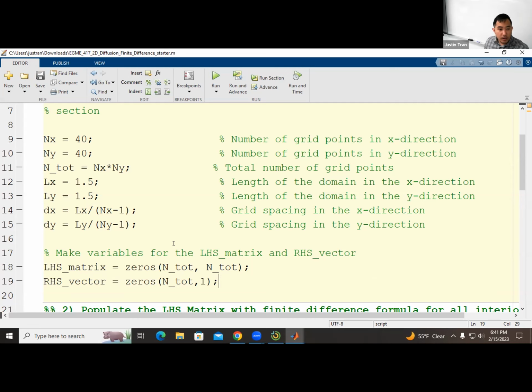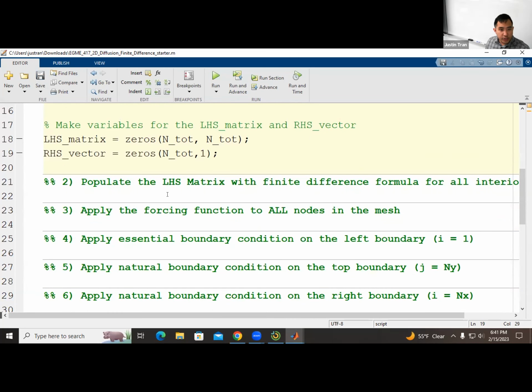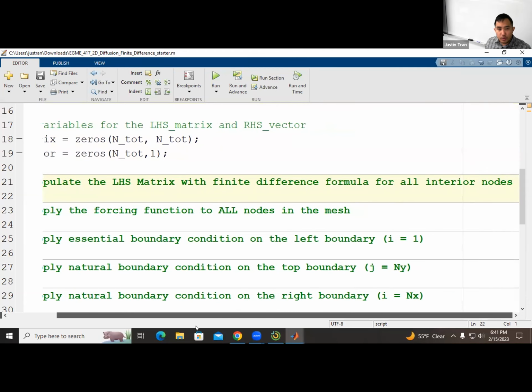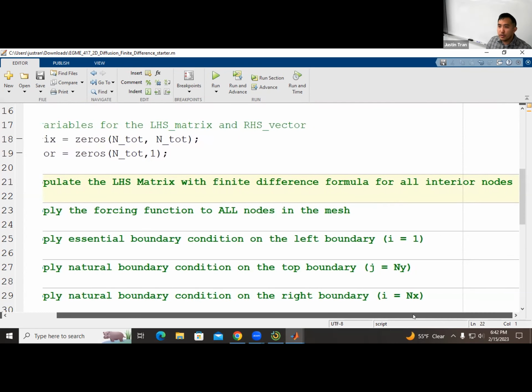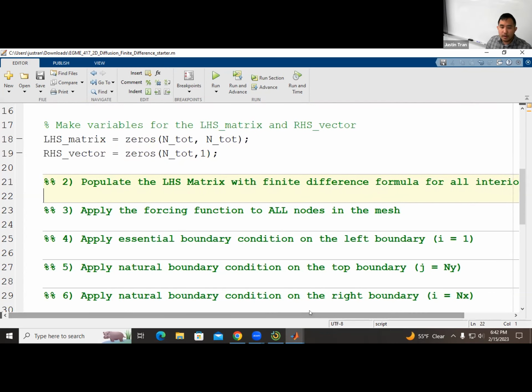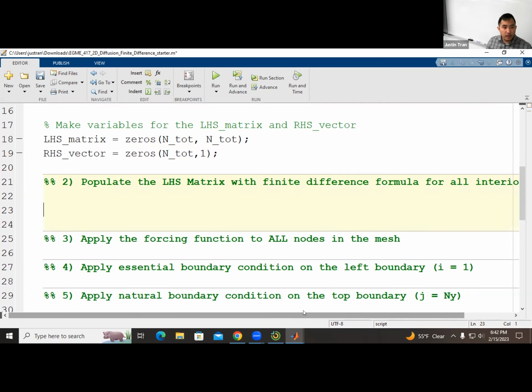Okay. Let's do section 2. We can actually do section 2 in 5 minutes, just because we talked about this a lot today. In section 2, we want to populate the left-hand side matrix with the finite difference formula for all of the interior nodes. That was the first example that we did today with node 6 and node 10, right? For the interior nodes we apply our finite difference formula directly. But the key here is that we need to apply this for all of the interior nodes.